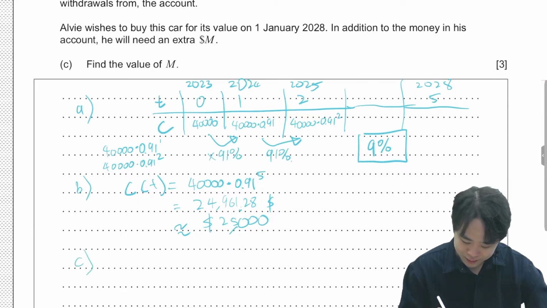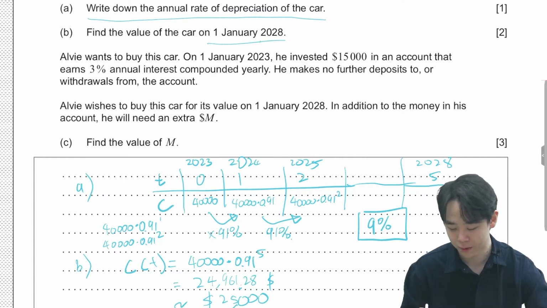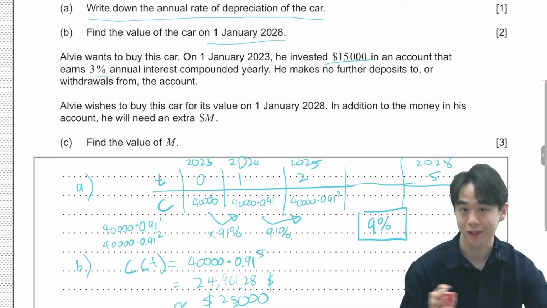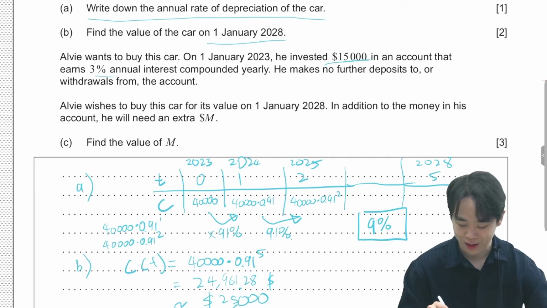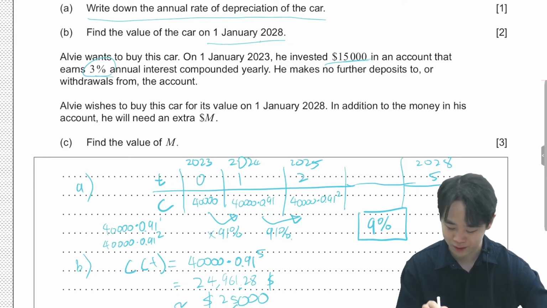Okay. Next, we have Alvi who wants to start investing so that he can buy a car. So his investment is appreciating at 3% interest. So if you start off with $100, the next year it's going to be 103. The next year it's going to be 103 times 1.03. So we're going to keep compounding 3% from the previous year.